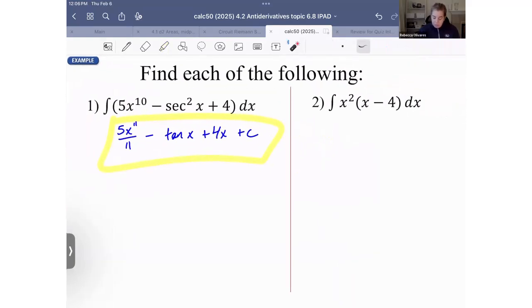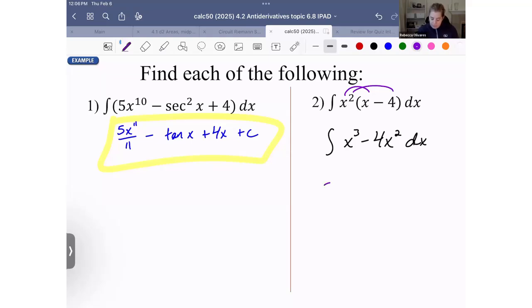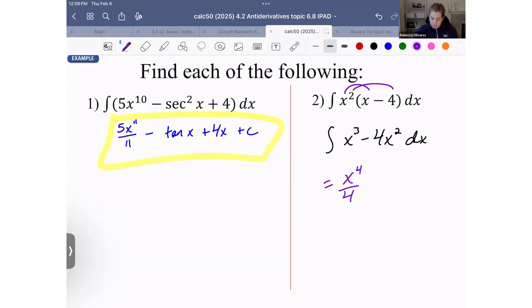For the next one, I probably should have given you a tip that you needed to distribute that x squared first. This is a product of two different functions, and there is no such product rule for integration. So we're going to clean it up as much as we can before we apply our differentiation or integration rules. So I'm going to call this then the integral of x cubed minus 4x squared dx. So I have to distribute that first. And then I can apply, in this case, the power rule of integration. So that's going to be x to the 4th over 4 minus 4x cubed over 3 plus c.